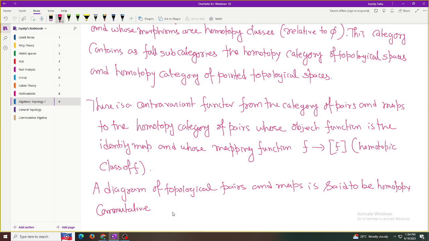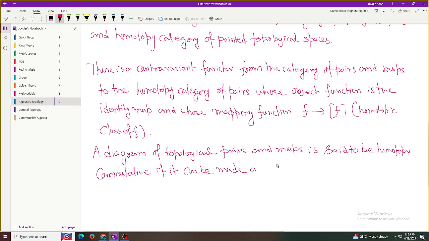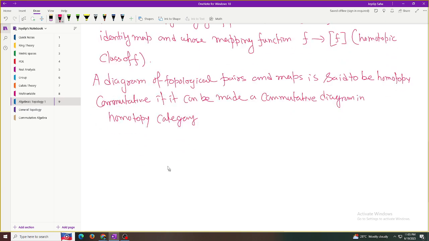One minute, I'm writing. Commutative if it can be a commutative diagram in the homotopy category. Suppose X, A is a pair, Y, B is a pair.